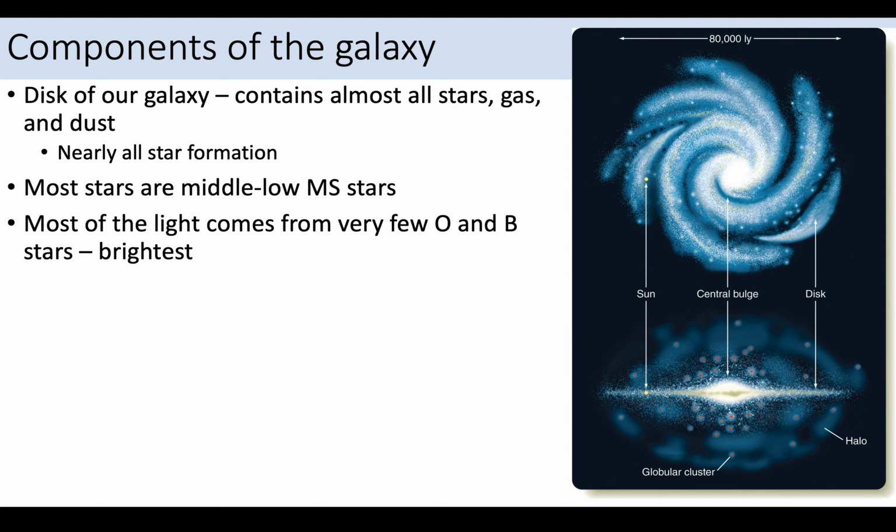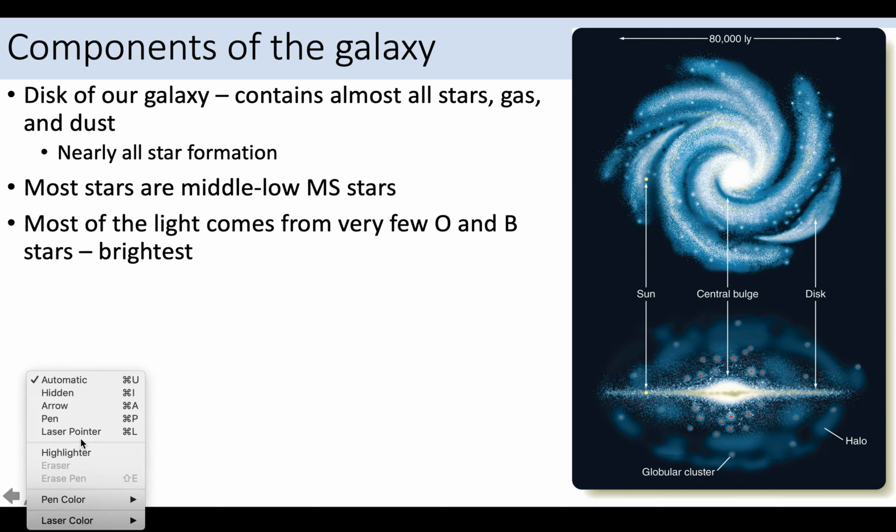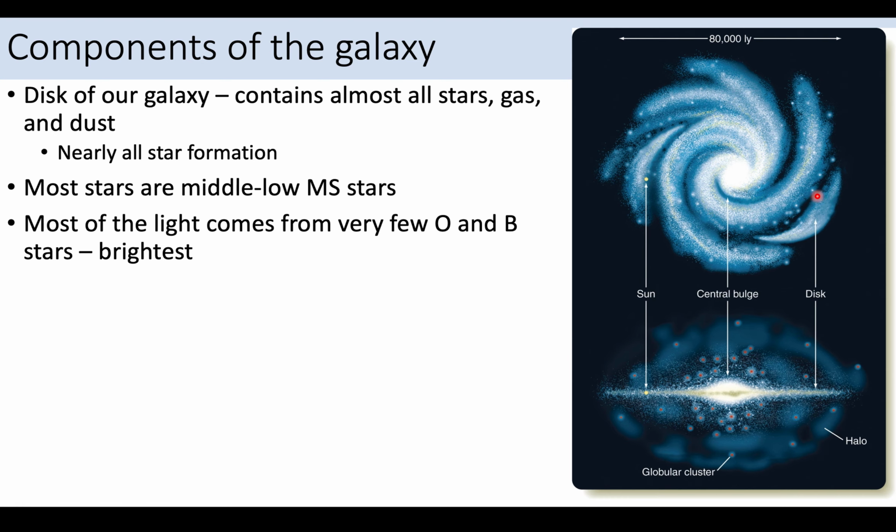If we look at a galaxy here, specifically our galaxy, there's a couple different components that I'm going to define and explain. The first being the disk. The disk of our galaxy contains almost all of the gas and the dust and the stars, and almost all of star formation occurs in the disk of our galaxy. The disk being this top view of the galaxy, we would say is face on. So this is the center. Here we're seeing our disk. It's sort of like we're looking from above.